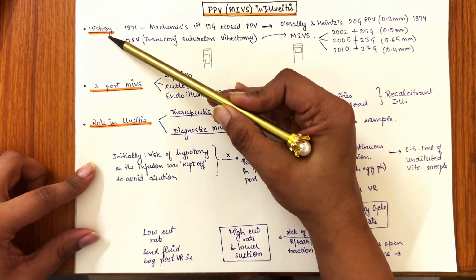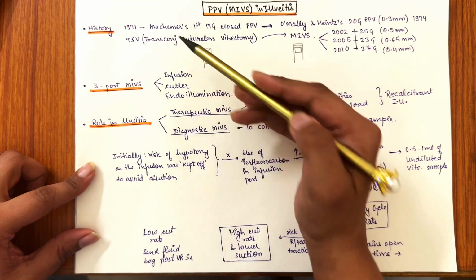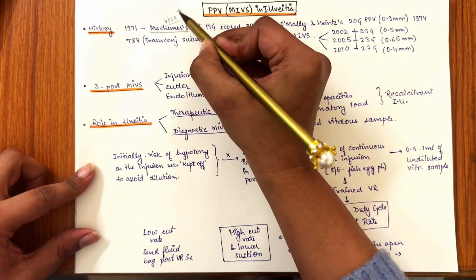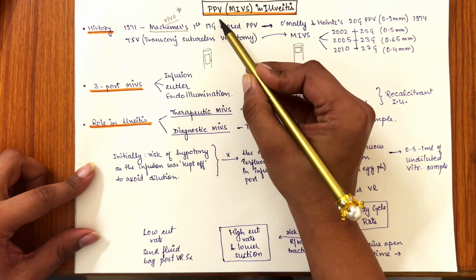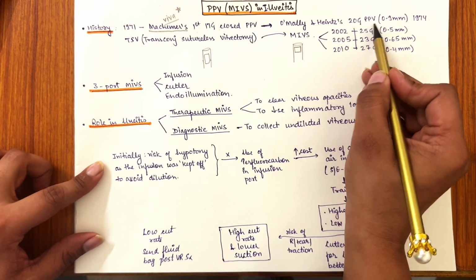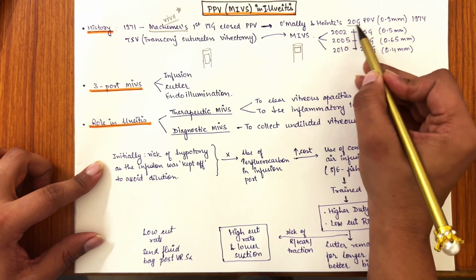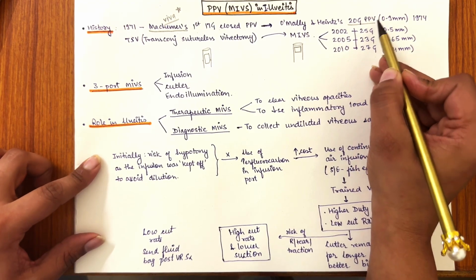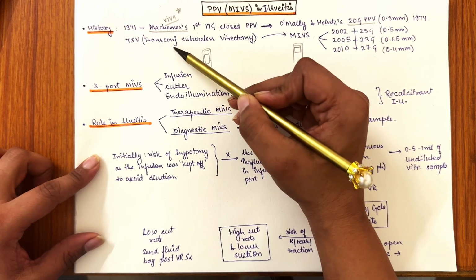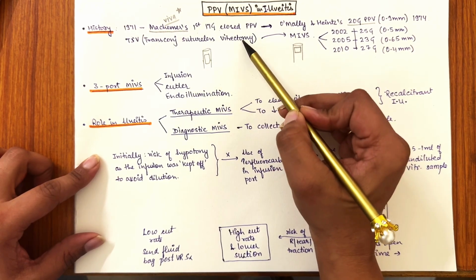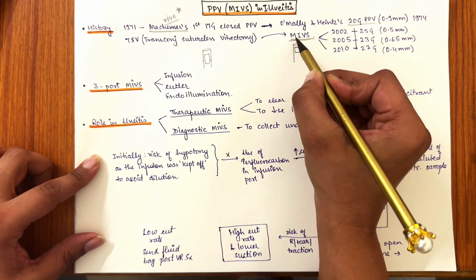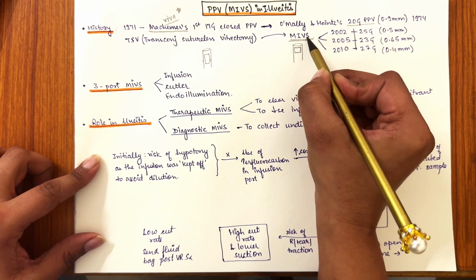So a little bit about history. In 1971 Machemer, this is also asked in viva, so you need to remember this name, first introduced vitrectomy, right? Followed by O'Malley and Heinz with 20 gauge PPV. Initially, the name given to MIVS was transconjunctival sutureless vitrectomy, eventually named as MIVS, which is microincision vitrectomy system.